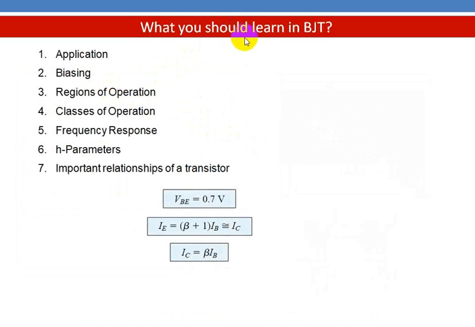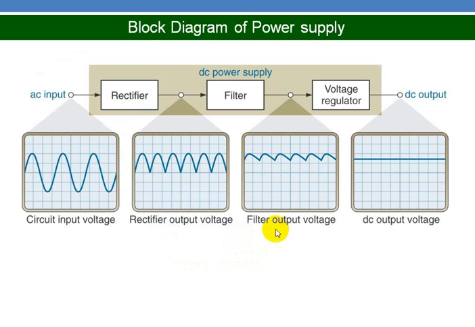So what you should learn in BJT. You have to know about the applications. It is used as a switch and amplifiers, and almost in all electronic circuits it is used. And you have to know about the biasing circuits, different regions of operation, classes of operation, frequency response, such parameters, and important relationships of a transistor. So the VBE is 0.7 for silicon. The emitter current is usually given by the expression beta plus 1 into IB, which will be nearly equal to IC. Since beta is very much greater than 1, this can be written as IC equal to beta times IB.